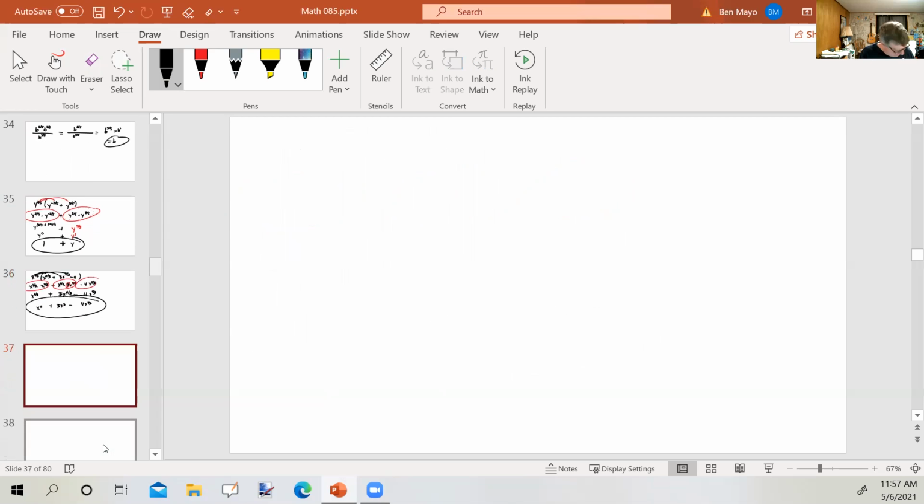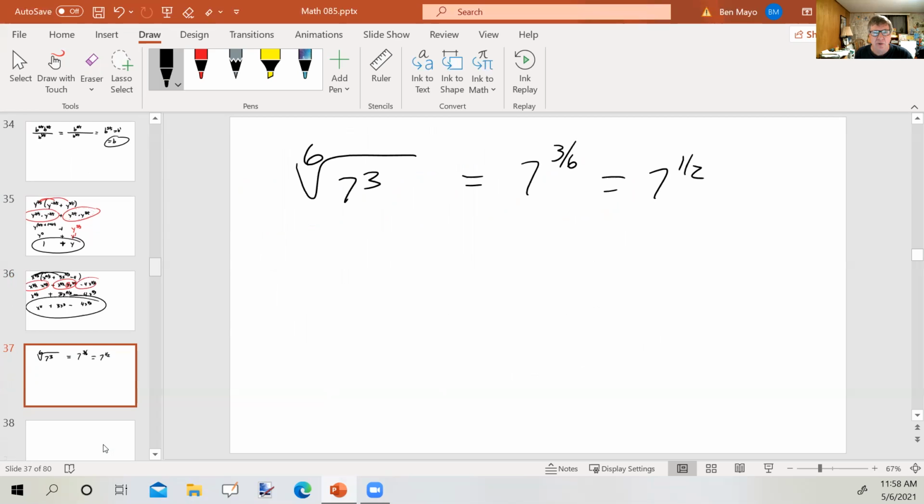Now we're going to do something that again may seem strange. Maybe it all seems strange. We're going to take a radical expression, the 6th root of 7 cubed. We're going to convert it into an exponential expression, 7 to the 3/6 power. We're going to simplify it. 3/6 reduces to 1/2, so 7 to the 1/2 power. And then we're going to change it back to radical form. Okay, so we're going to change it from radical to exponential, simplify, and then back to radical form.